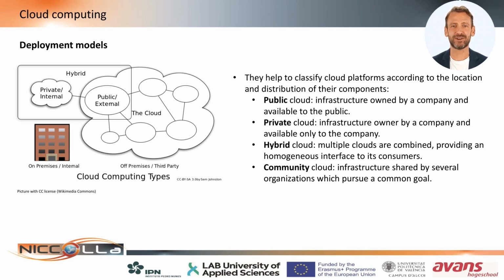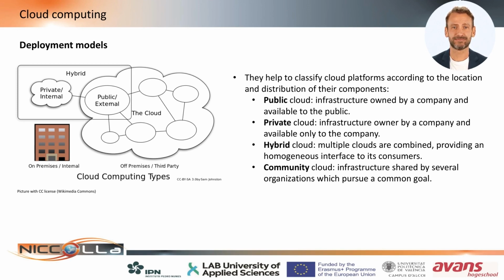Some examples are Amazon, Azure, or Google Cloud. In a private cloud, the infrastructure is also owned by a company, but it is available only to the members of the company. A hybrid cloud combines multiple cloud types. However, it struggles to publish a homogeneous interface to its consumers. Finally, a community cloud is a heterogeneous creature, where the infrastructure is shared by several organizations which pursue a common goal.